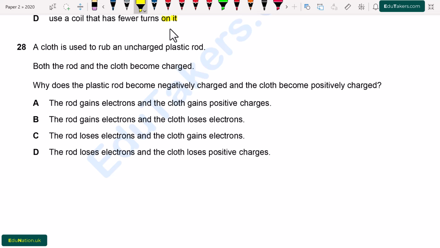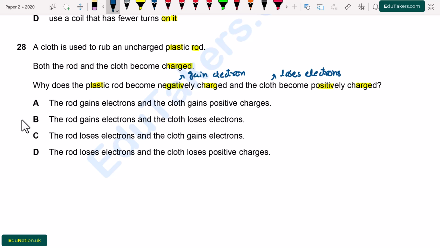Question number 28. A cloth is used to rub an uncharged plastic rod. Both the rod and the cloth become charged. Why does the plastic rod become negatively charged and the cloth positively charged? The cloth becomes positively charged because it loses electrons, but the plastic rod gains electrons, due to which it becomes negatively charged.